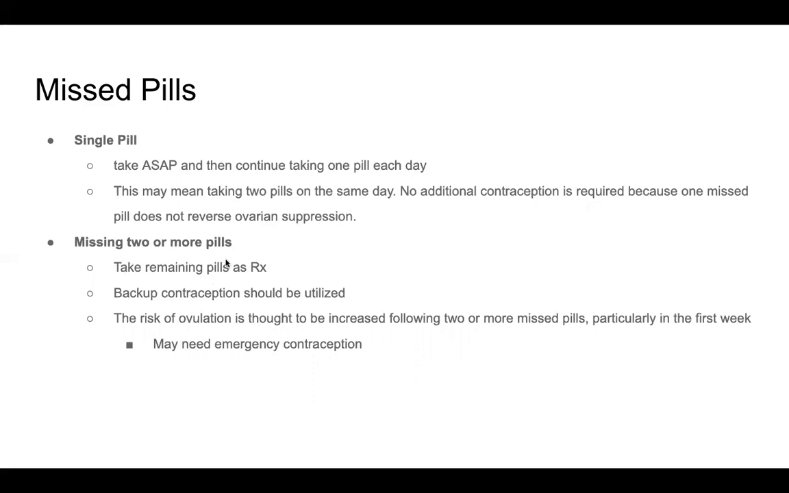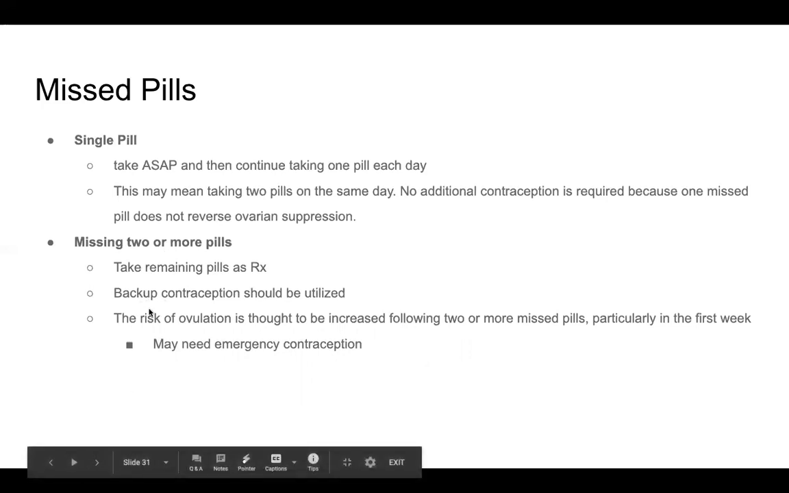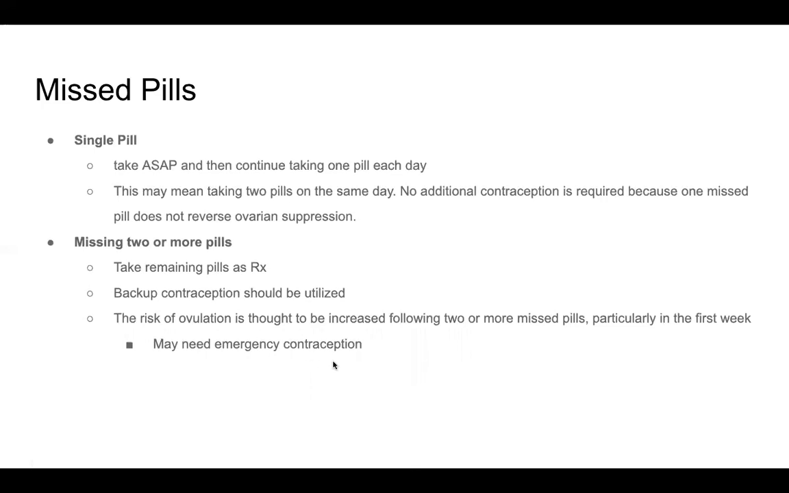Missing 2 or more pills can be a little bit more problematic, but you don't need to take them all at once. If you forgot a week's worth, you don't take 7 pills. You just start back up where you left off. And then this is very important here, a backup contraceptive method should be used. And then we talk a little bit about emergency contraception here, but we'll not get much further into that.